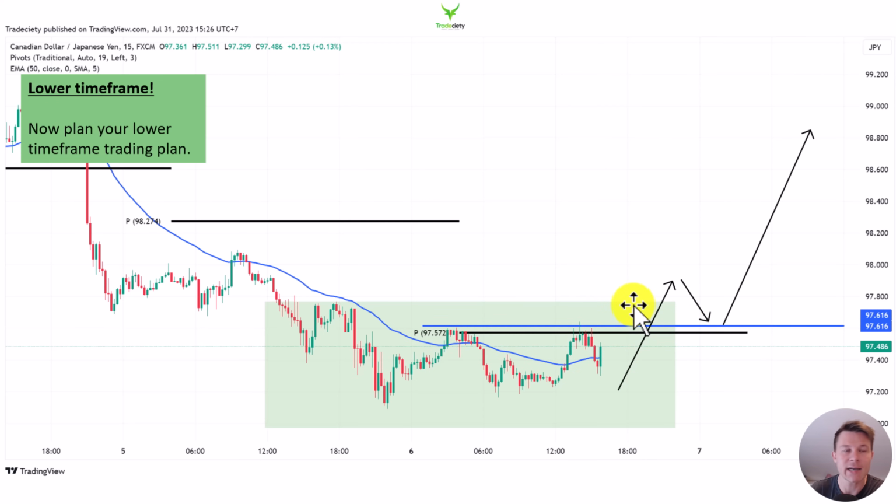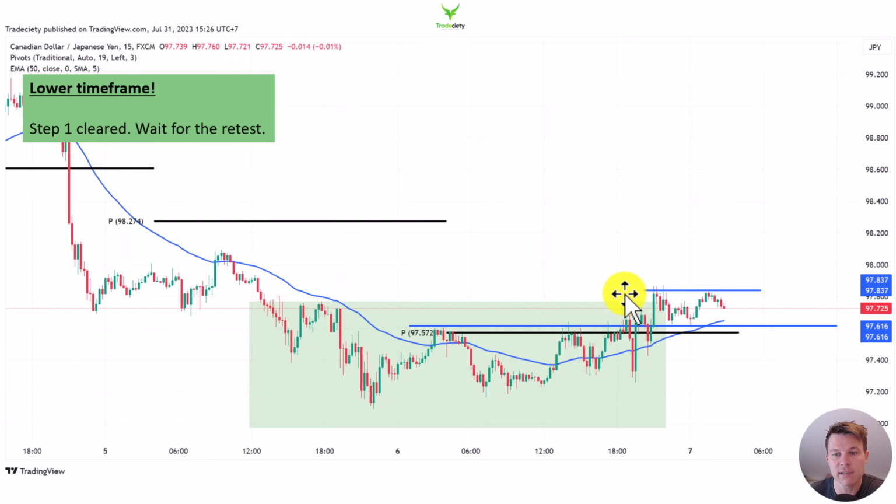So just because your higher time frame has met your conditions, typically that's not enough. You want to go to the lower time frame where you then fine tune, so to speak, your entry plan. And then this is also where you take your entries. Here you can see the market cleared the resistance.